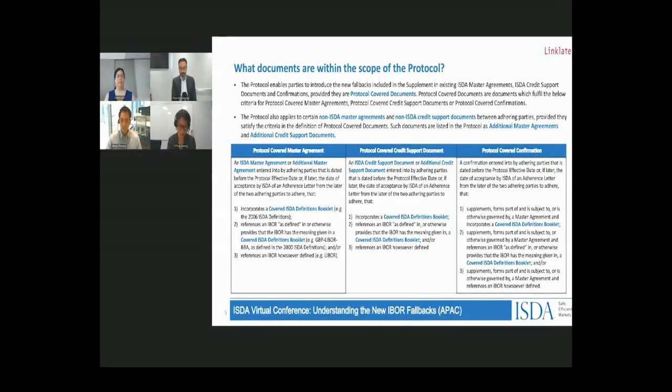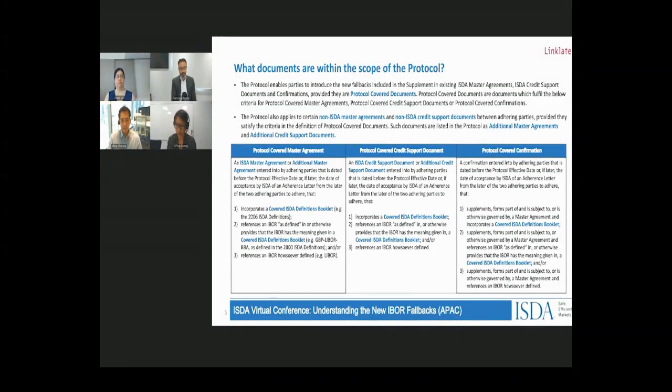So to break it down across the subsets, protocol covered master agreement, protocol covered credit support document, protocol covered confirmation, there are essentially three elements, and it applies across each of these three definitions in terms of what's covered. So the first thing is the ISDA master agreements. Now, there are a lot of ISDA master agreements published by ISDA, not just the 2002 and the 1992, but a French version, Irish version, etc., a 1987 version. All those are ISDA master agreements for these purposes, and all those master agreements will be covered. You then look at what's captured.